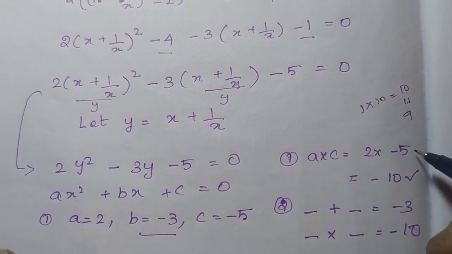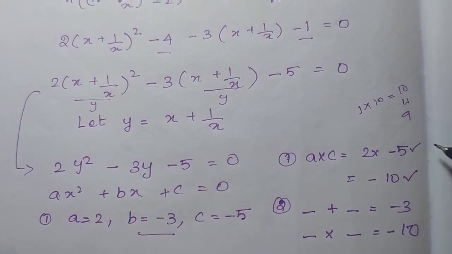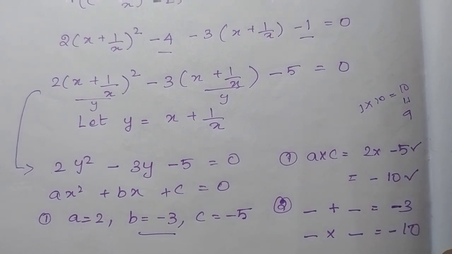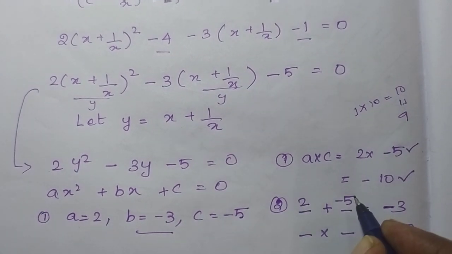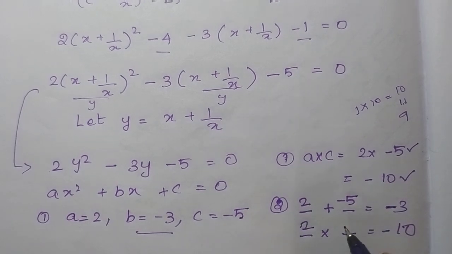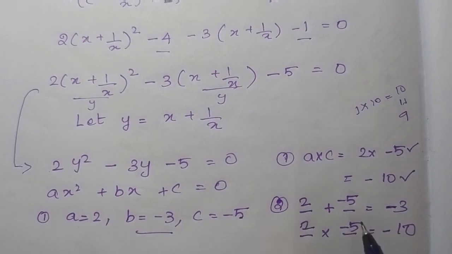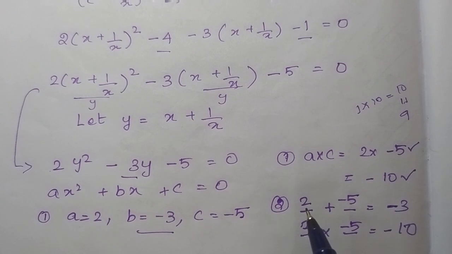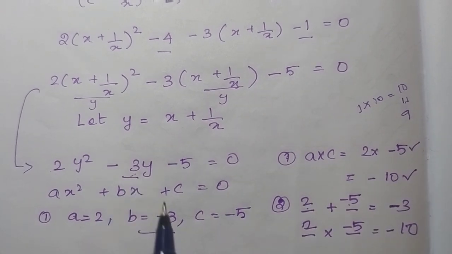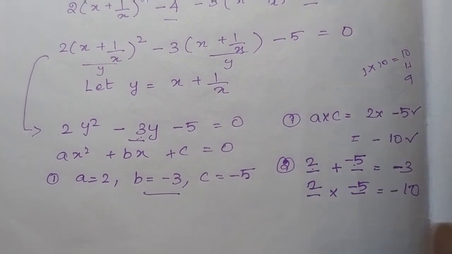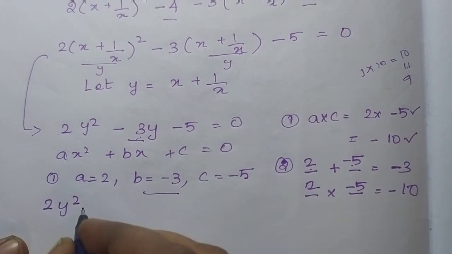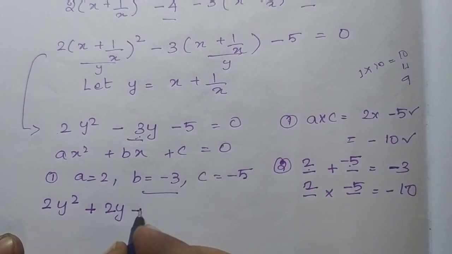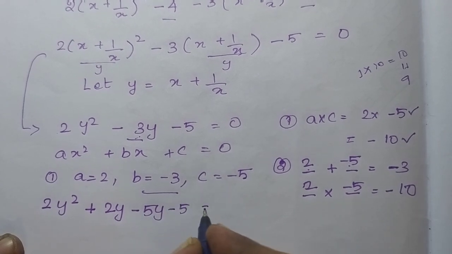So now I am going to move to this second option, 2 into minus 5. Here, the greater value must have the minus. Therefore, 2 plus minus 5, I will get minus 3. 2 into minus 5, I will get minus 10. So these two values satisfy both the conditions. I am going to substitute this 2 and minus 5 in the place of this 3. Therefore, this equation becomes 2y square plus 2y minus 5y minus 5 is equal to 0.